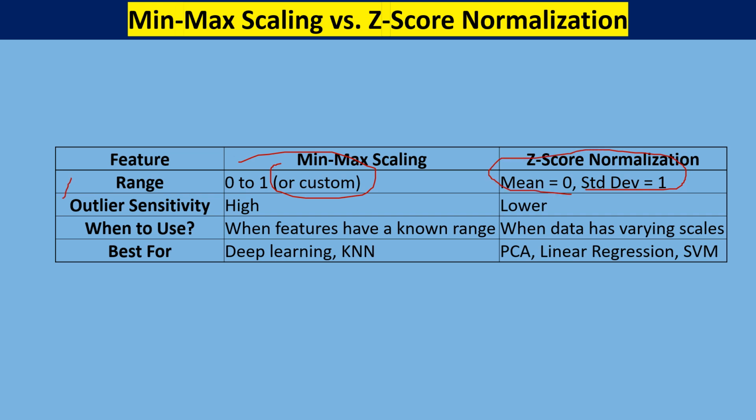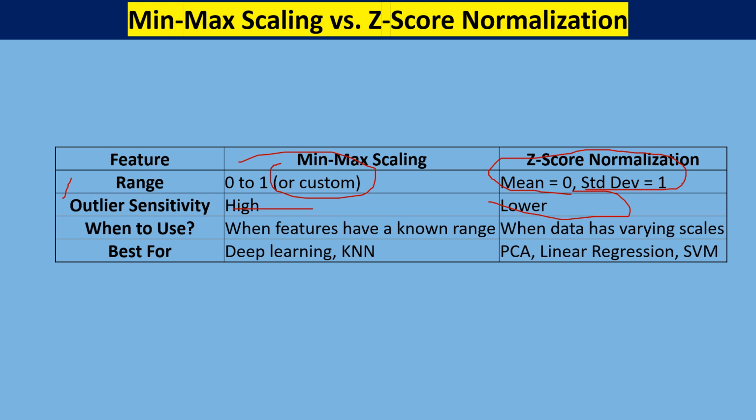Outlier sensitivity. Min-max scaling is highly sensitive to outliers because extreme values shift the range. If there is a very large or small value, it compresses most of the data into a small space. Z-score normalization reduces the impact of outliers because it is standardized based on the standard deviation, ensuring a more balanced spread. When to use min-max scaling?